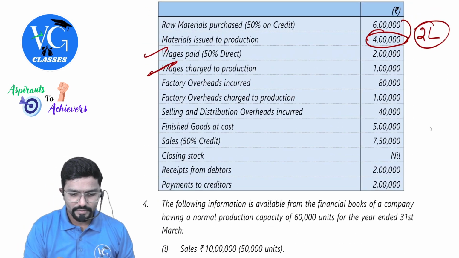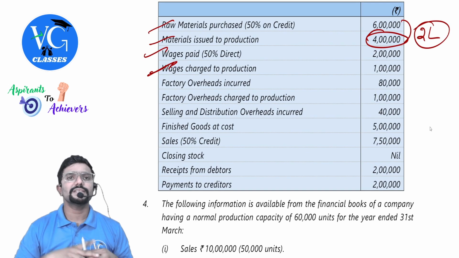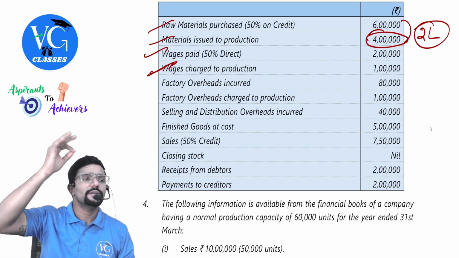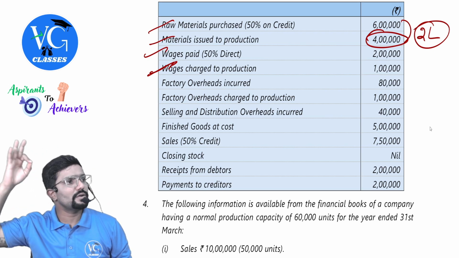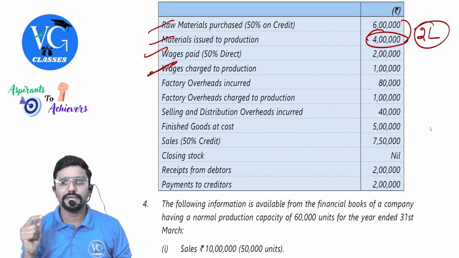Okay, sir. Then done with this. Factory overhead incurred. What is the entry? Hello, Uma Maheshwari. Factory overhead control account debit to bank account. What is the amount?